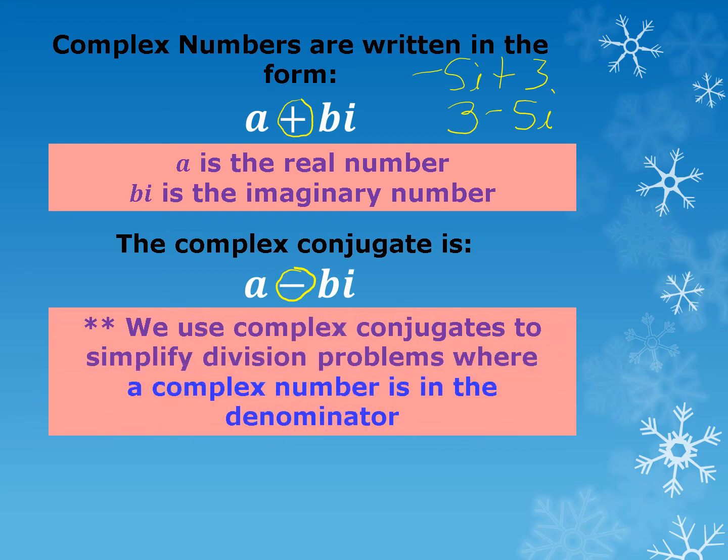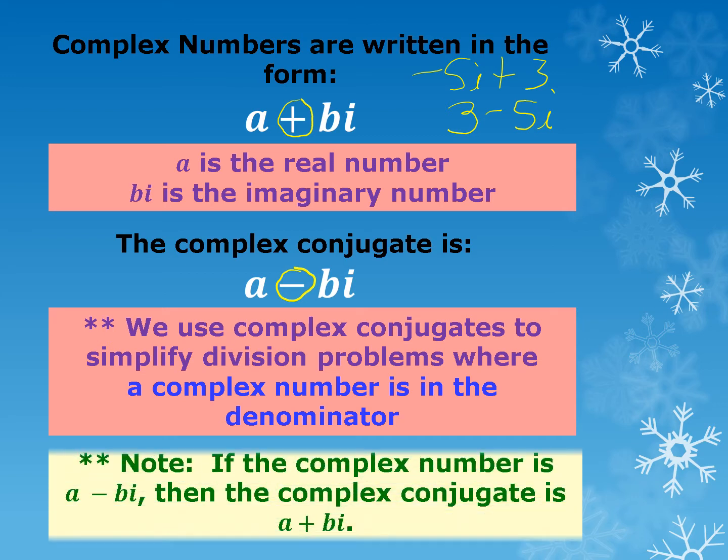Now, when do we use the conjugate? We use the complex conjugate to simplify division problems where a complex number is in the denominator. There are a few things you are never allowed to have in the denominator. One of them, 0. Another one is a radical. And lastly, you may not have an imaginary or a complex number in the denominator. So we're going to use the idea of the conjugate to simplify it and get that complex or imaginary number up out of the denominator.